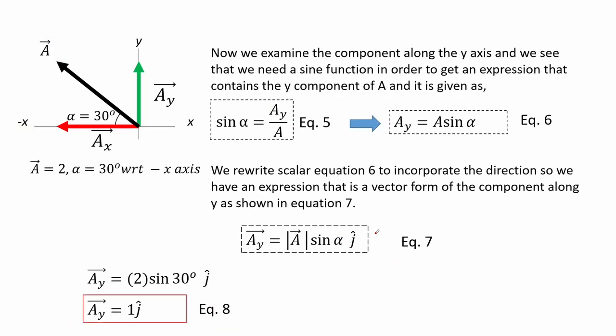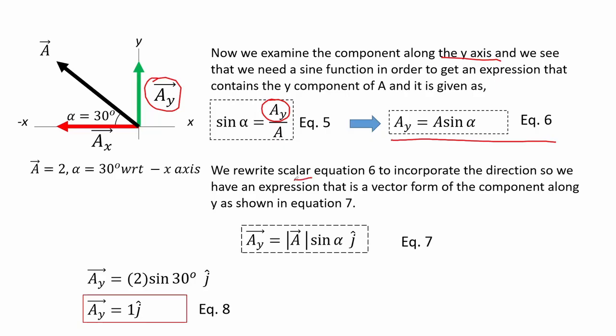Now we examine the component along the y-axis and we see that we need a sine function in order to get an expression that contains the y component of A, and it is given as equation 5. We then obtain equation 6, which is the scalar equation for the y component magnitude.